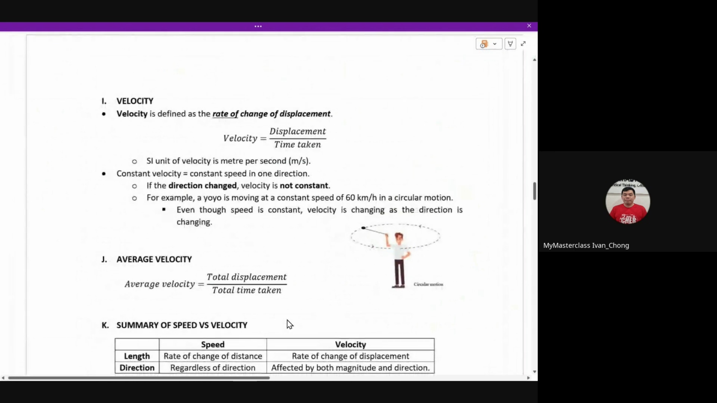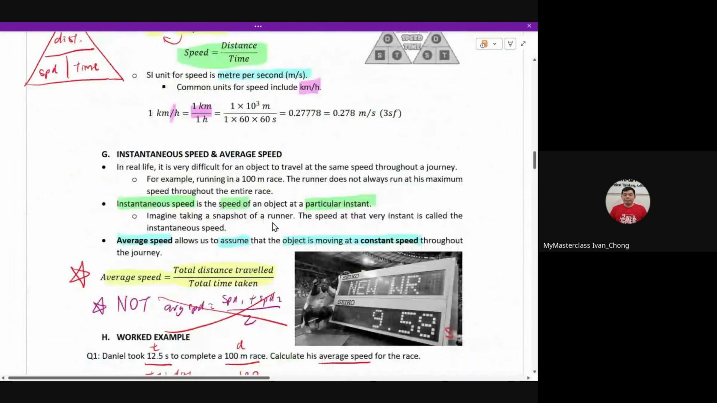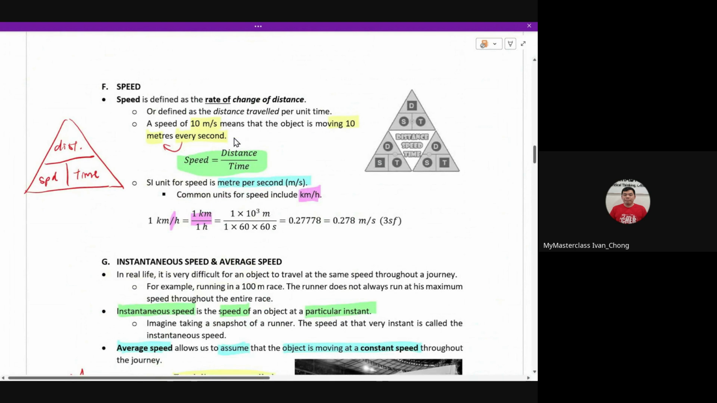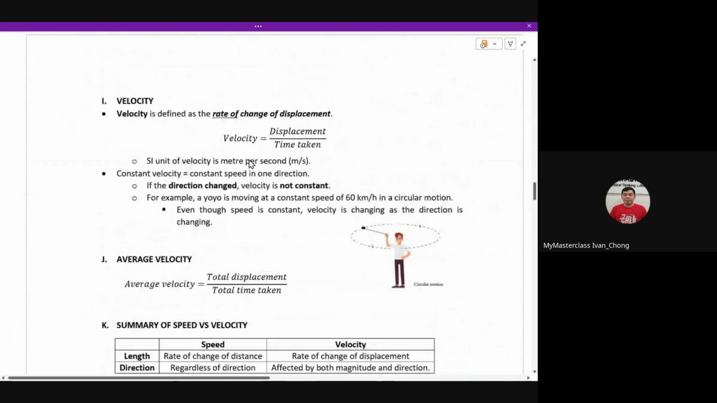Okay, so next part is actually on your velocity. So just now, if you notice, we are only talking about speed. Speed is about distance divided by time. Okay, so what about displacement? Does displacement have a similar formula by itself? Yes, it does. Velocity is the rate of change of displacement, just as speed is the rate of change of distance. So this is the formula for velocity itself, and because displacement is a length, it is also meters per second. Okay, so all of this you need to memorize.